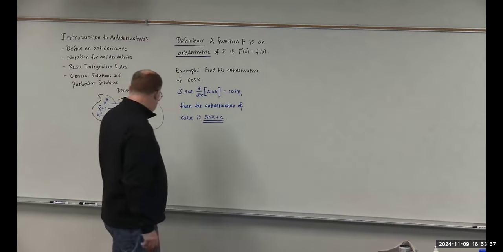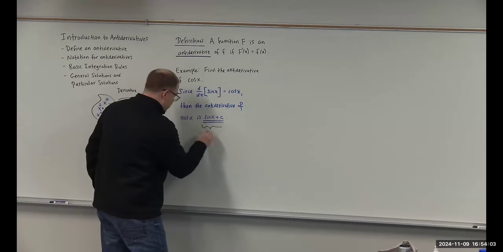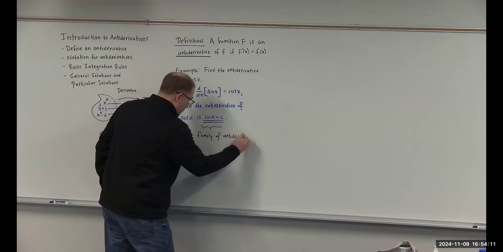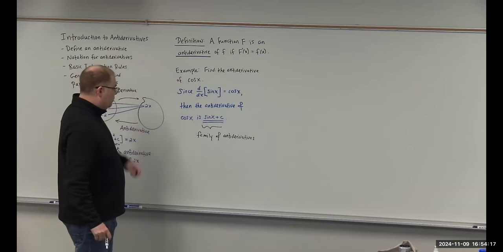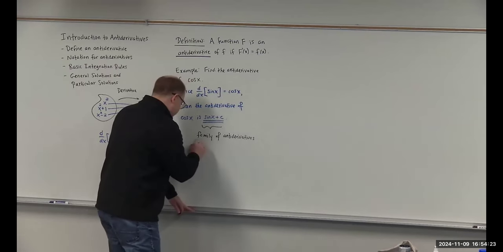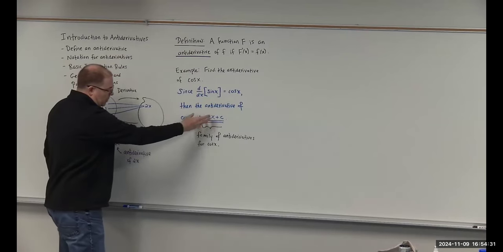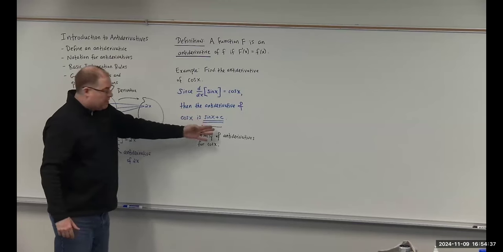By the way, we call this a family of antiderivatives for cosine x, because we have a collection. It's actually an infinite collection of functions here, because C could be anything.